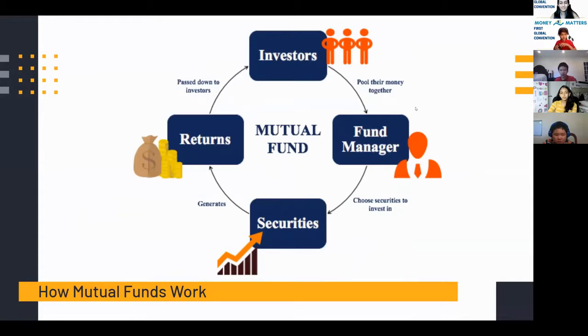How mutual funds work. First, well, it's a cycle, so it doesn't start at any one point. Investors pool their money and give it to a fund manager. The fund manager chooses which securities to invest in. The securities generate returns, which is the profit or loss, and the returns are passed down to the investors.